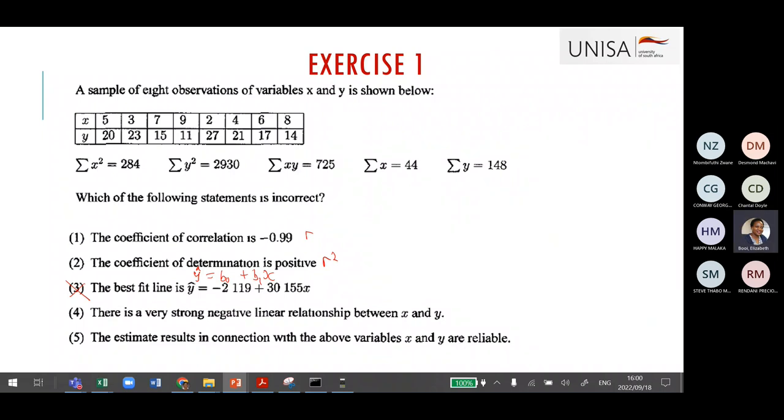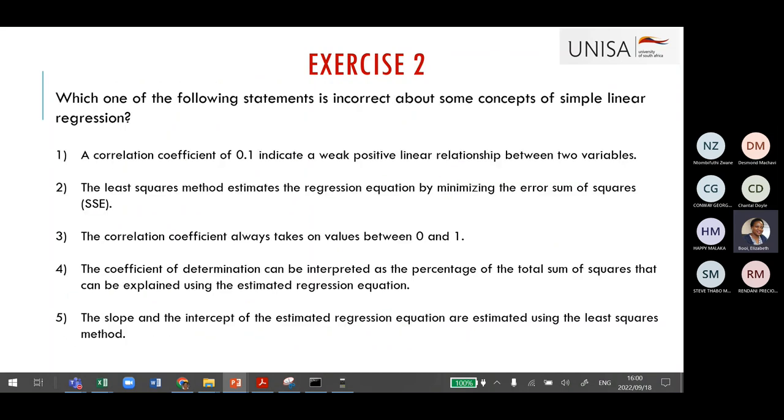I think this one question we did do in class. I'm not sure. It sounded familiar.